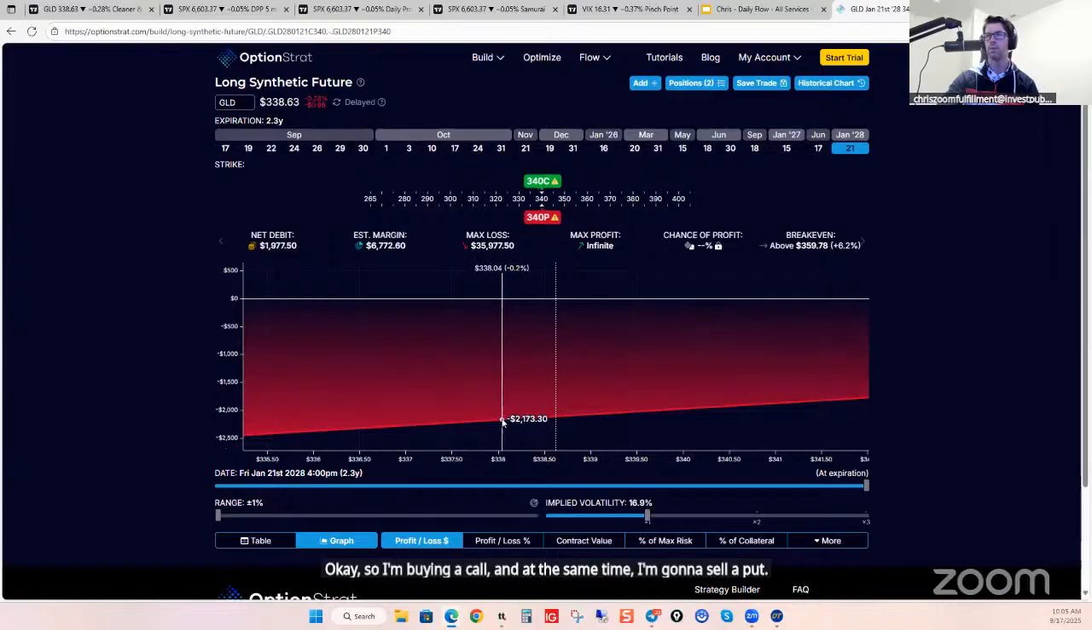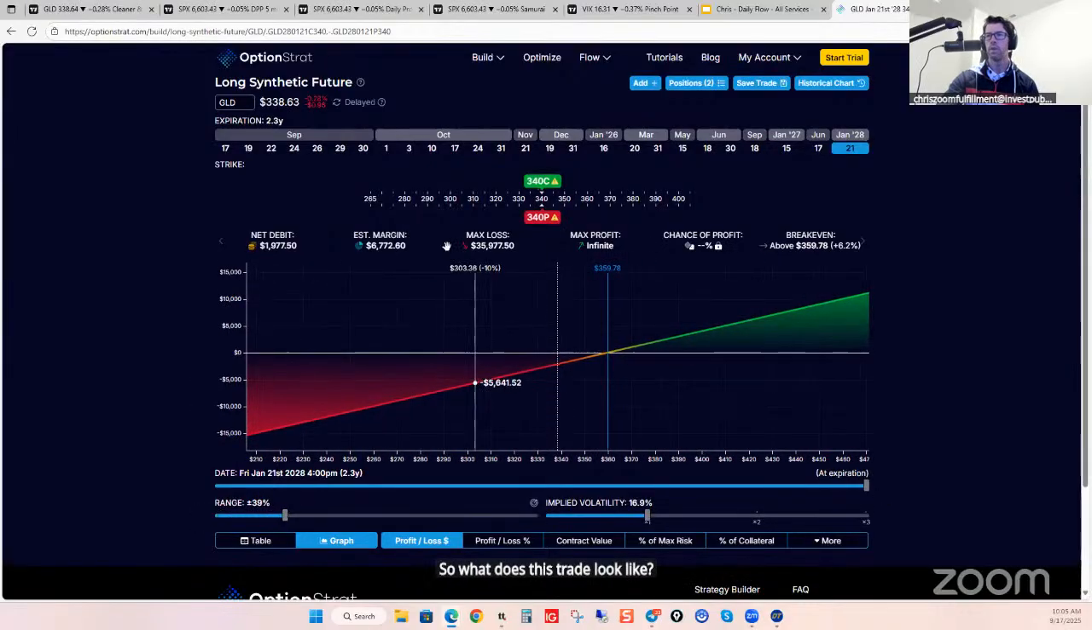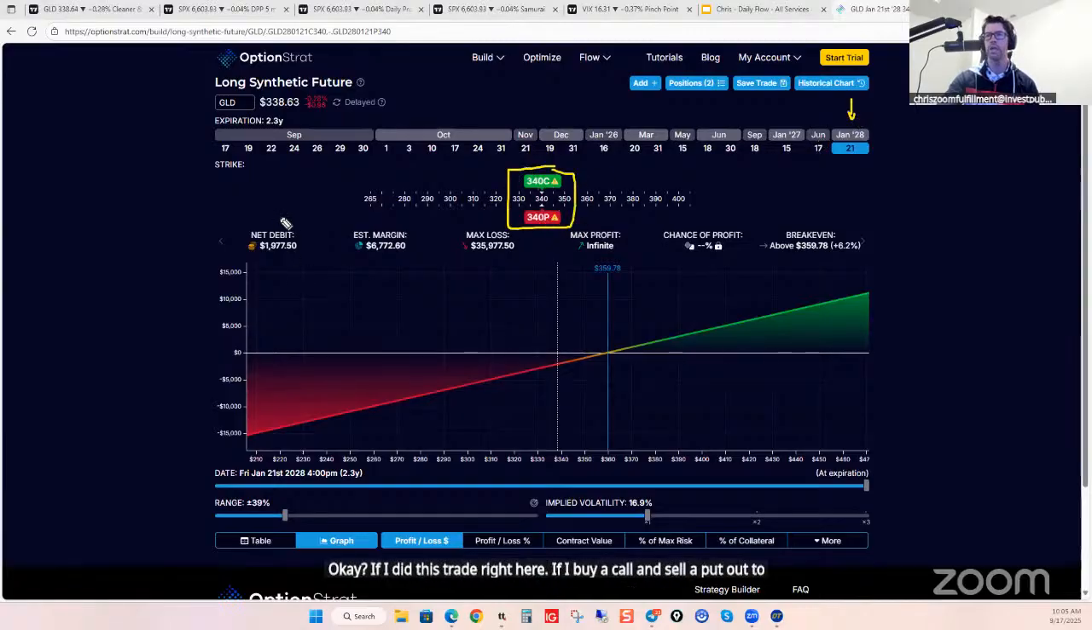So what does this trade look like? I pay a debit for it, but it's way cheaper. If I did this trade right here, if I buy a call and sell a put out to January 2028, I'm only paying $2,000 for the trade. This asset is 338 bucks. That would cost me $33,000 to own 100 shares on cash, right?